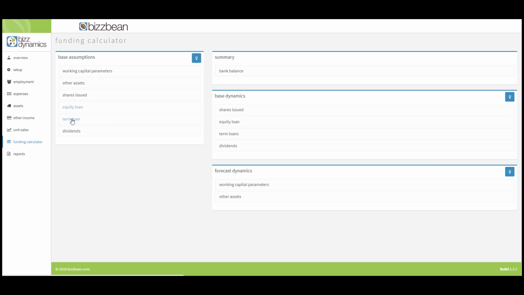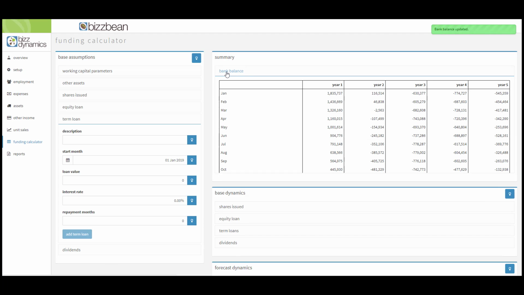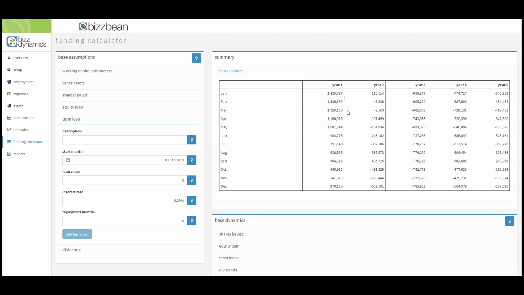So the next step is to perhaps approach the bank manager, and what we would do there is we would suggest that we need a term loan of maybe 2.5 million, and he's going to say we need to pay him an interest rate of 10% perhaps, and we'll say we want to fund that over a 60-month period. If we add that term loan and we go and look at our bank balance, it's getting better.